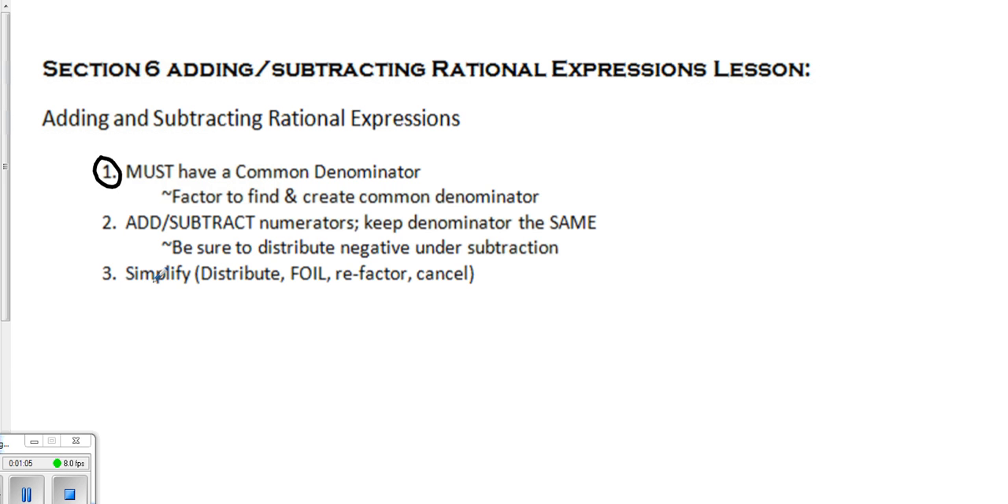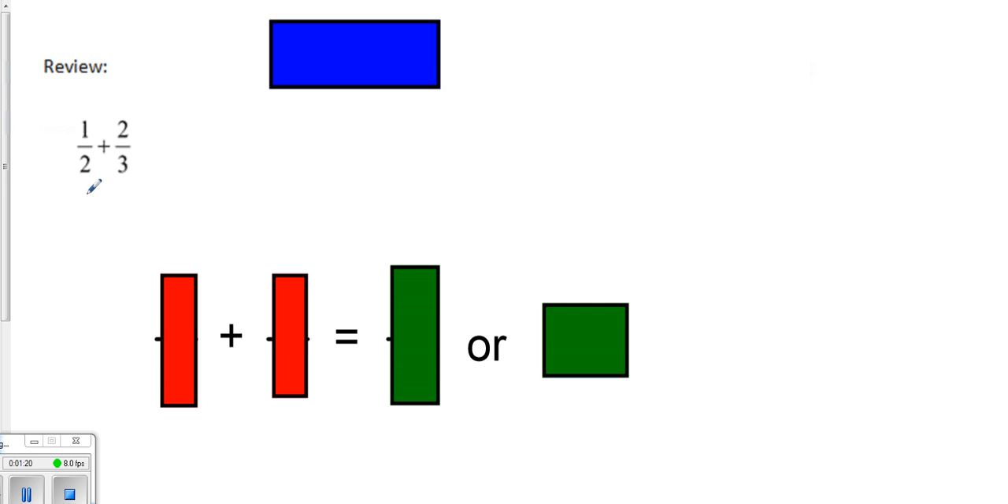At the end, after you've added or subtracted everything together, you have to simplify. Whether that's distributing, foiling, refactoring, canceling, all of the above, you have to simplify at the end then. So let's see what this looks like in some of our examples.